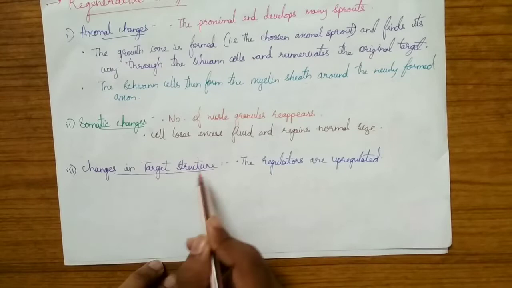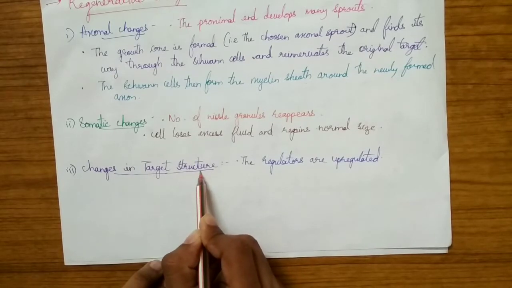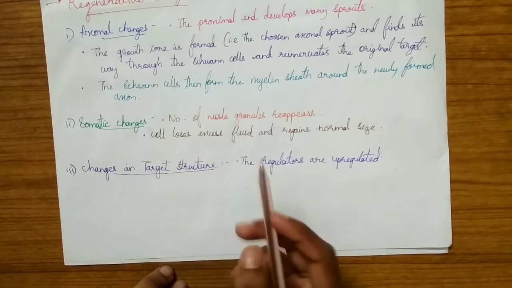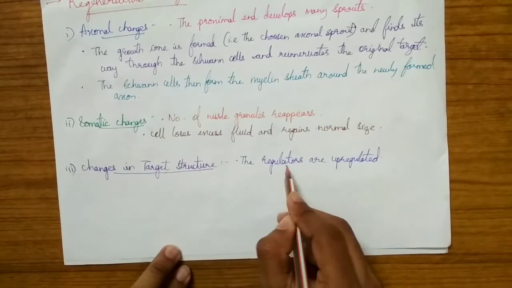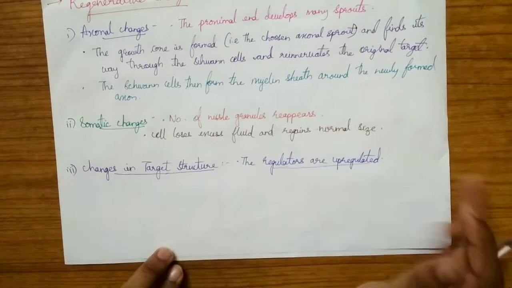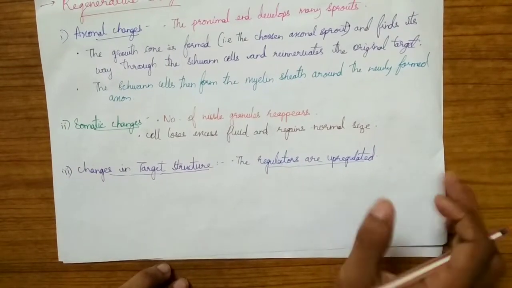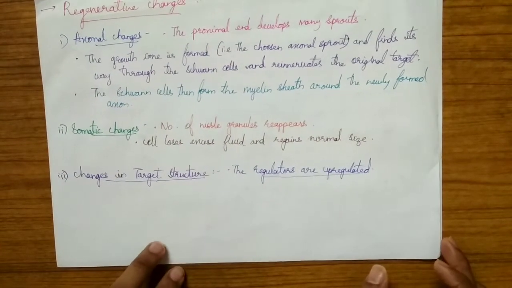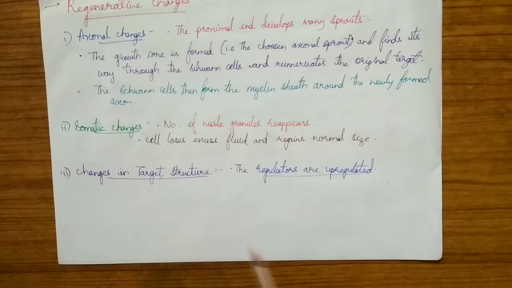What are the changes in the target structure? The target structure can be a muscle or a bone or any organ or anything else. The receptors in it are upregulated. So why are the receptors upregulated? When the nerve is injured, the axon terminals lose many nerve receptors which are important for synaptic transmission. I will talk about the synaptic transmission in the next video.